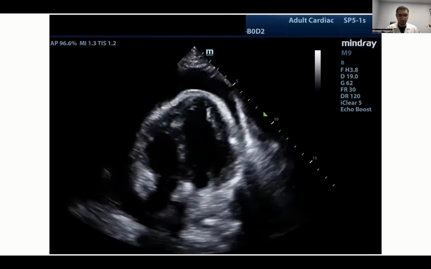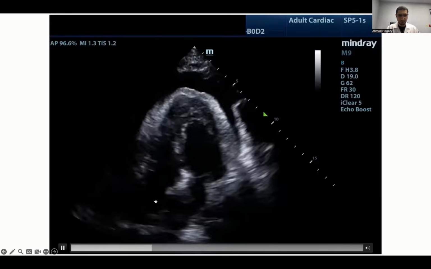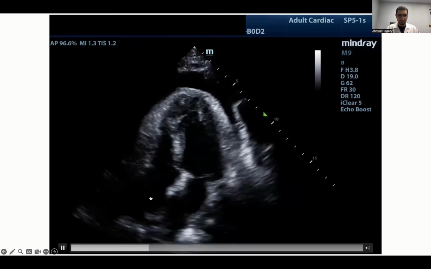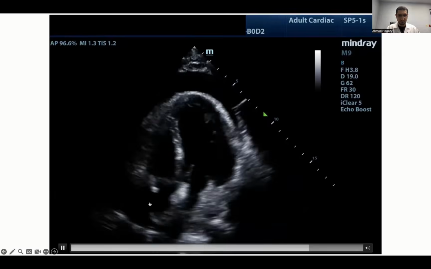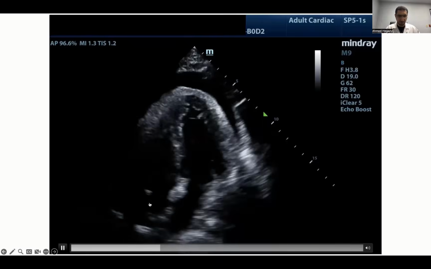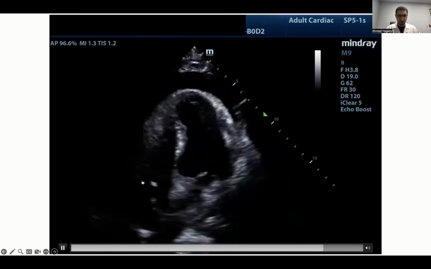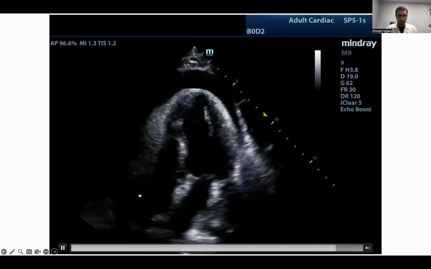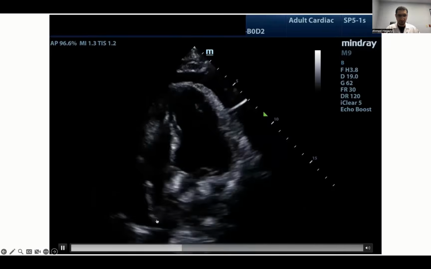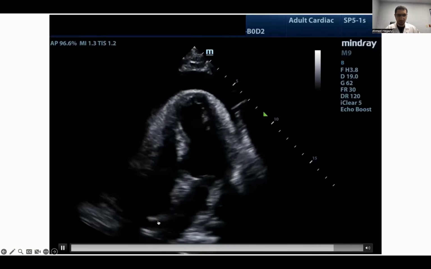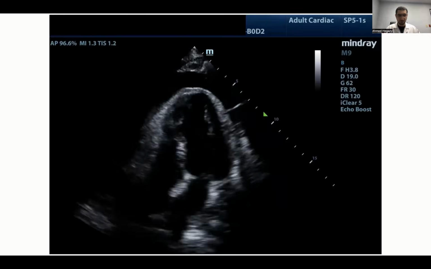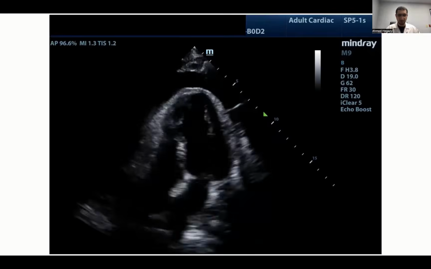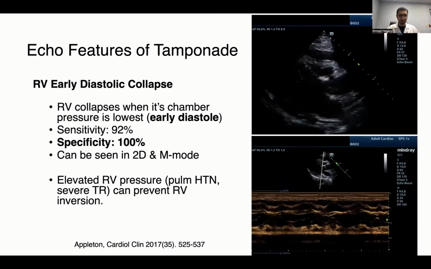We can see here in this apical four-chamber view that the right atrial free wall flattens out and even becomes inverted during diastole. Normally, the right atrial free wall is convex outward. It's not normally flat, and it's not normally concave. And we see here that it becomes concave and inverts during part of the cardiac cycle. This is a very early and sensitive feature of pericardial tamponade.